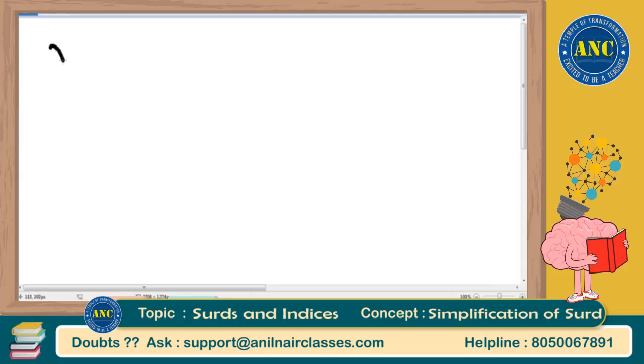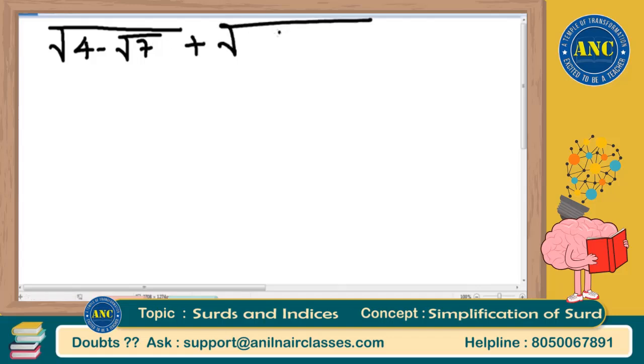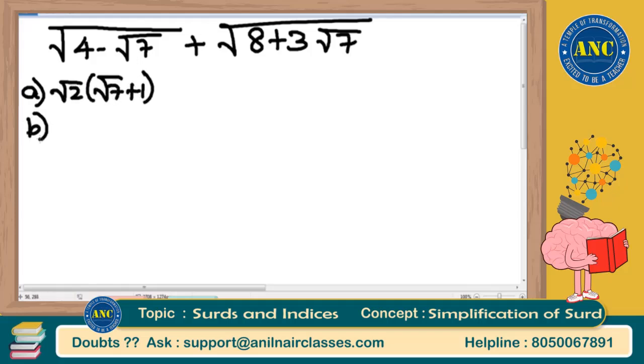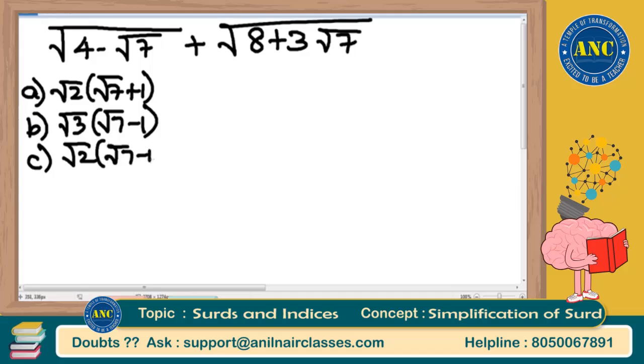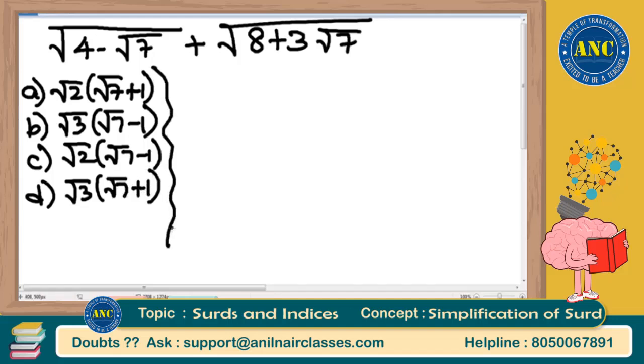Suppose, see this question, tell me the answer for this question. Square root of 4 minus root 7 plus square root of 8 plus 3 root 7. Your answer options are root 2 into (root 7 plus 1). Second option is root 3 into (root 7 minus 1). Third option is root 2 into (root 7 minus 1). Fourth option is root 3 into (root 7 plus 1). These are the 4 answer options.